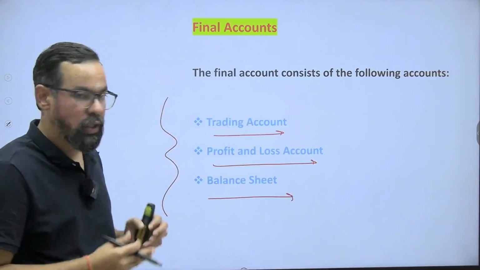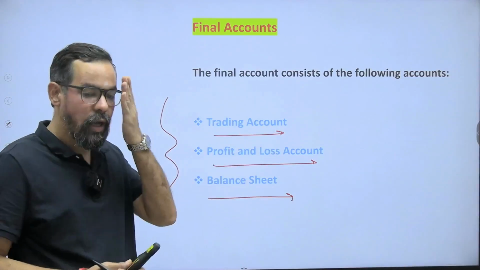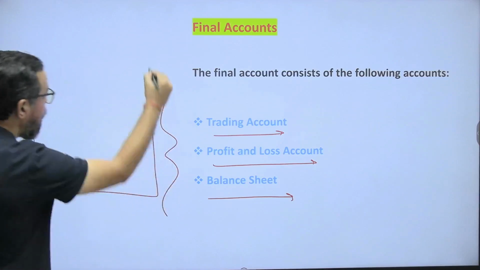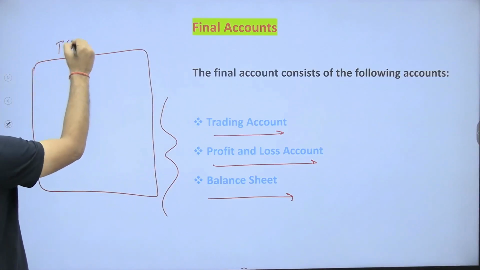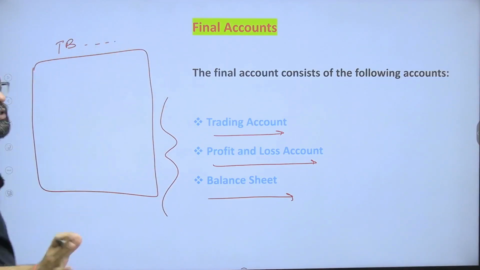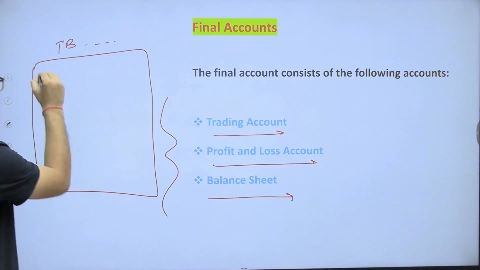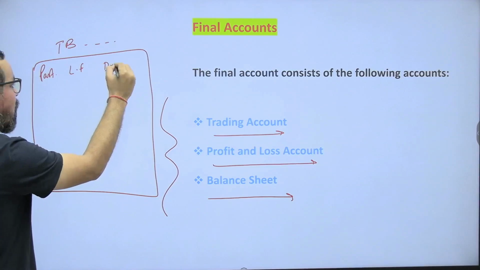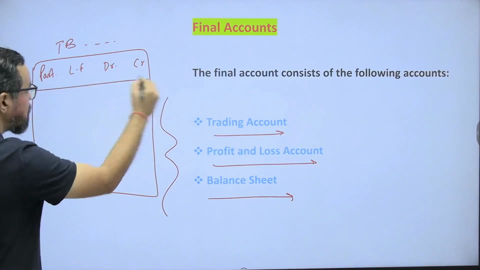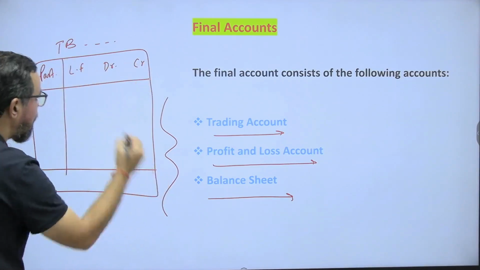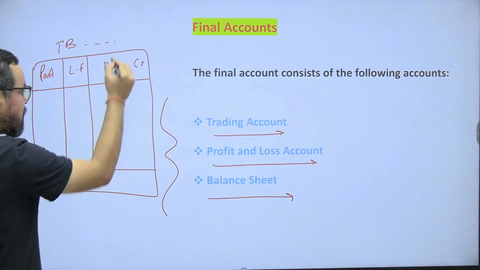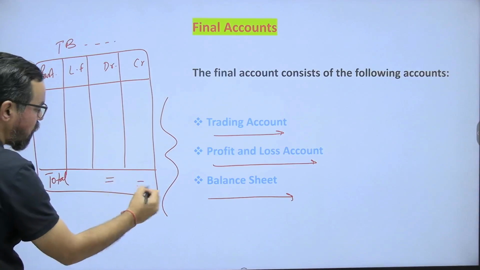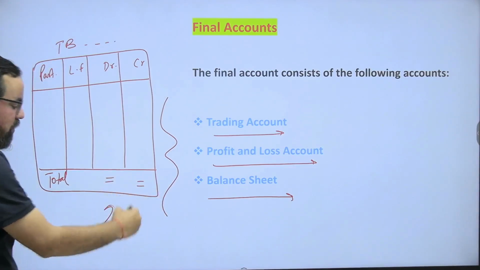Now we all know the uses of the different accounts, but to prepare these accounts we have to prepare the trial balance first. Okay? So trial balance as on 31st March 2025. We have particulars, ledger folio, a debit column, and a credit column, right? This is the format which we have already discussed in our module A itself. Now, if the totals of both are equal, that means you have achieved arithmetical accuracy.